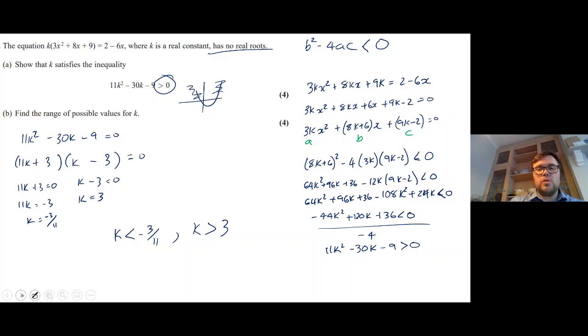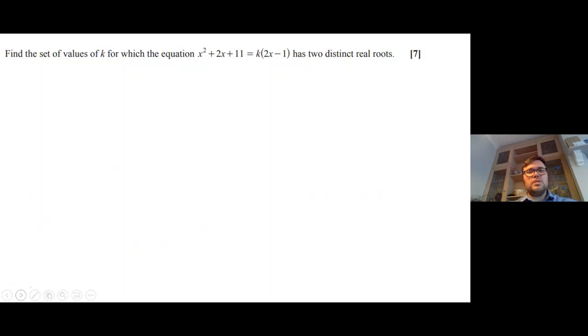As I said, with the other circle work, I will put up the answers to go with it. I just didn't realize it was taking so long, and I wanted to get onto this one. Okay, so find the set of values for k for which the equation has 2 distinct roots. If it just said has real roots, we would put greater than or equal to. But because it's got 2 of them, it is b squared minus 4ac greater than 0.